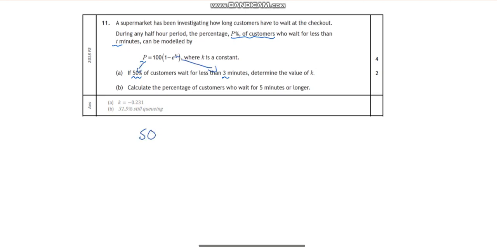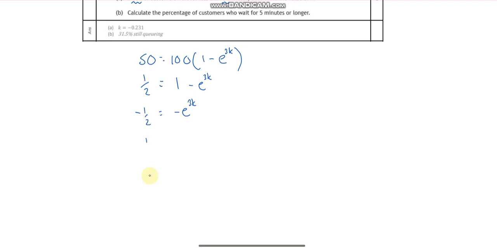So substituting, 50 is equal to 100 times 1 take away e to the, and I'll just write 3k rather than k3, doesn't really matter. Okay, so I've just done a successful substitution, probably a mark for that. And then I'm going to rearrange. So divide both sides by 100. So 50 divided by 100 would give me a half. Well done there. Get rid of my 1. So that's negative a half is negative e to the 3k. And I think I'll get rid of these negatives, so we'll multiply through by negative 1. So a half is going to be e to the 3k.